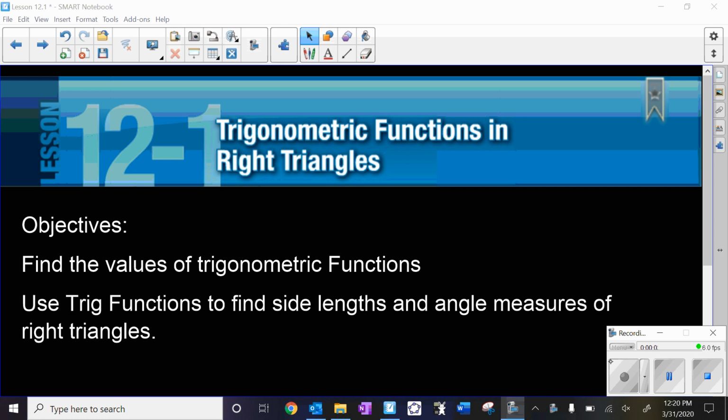We're now going to skip all the way to chapter 12. Chapter 12 is going to look at trigonometry. So section 1 takes us back to everything that we had done last year in geometry with trig functions. And we're going to look at trig functions in right triangles. So we'll find values of trig functions within those right triangles, and then we'll find side lengths and angle measures of right triangles as well.